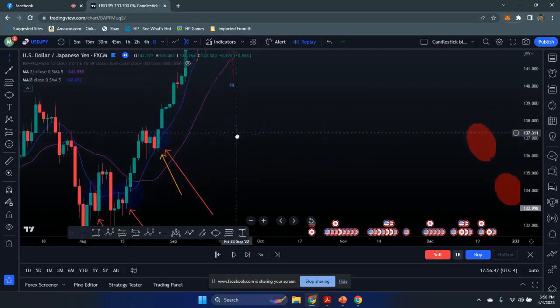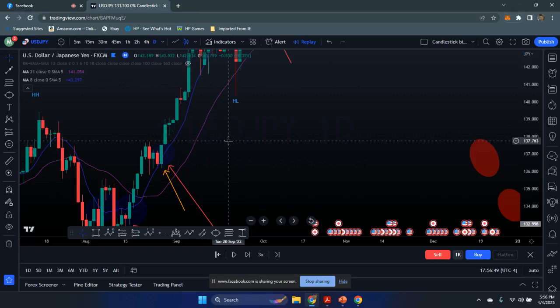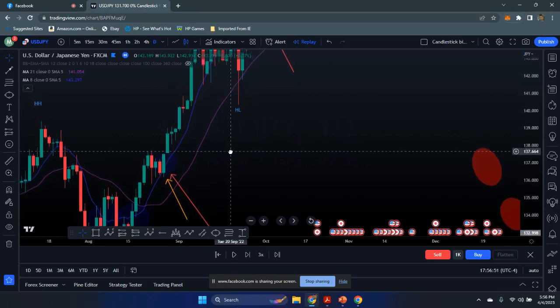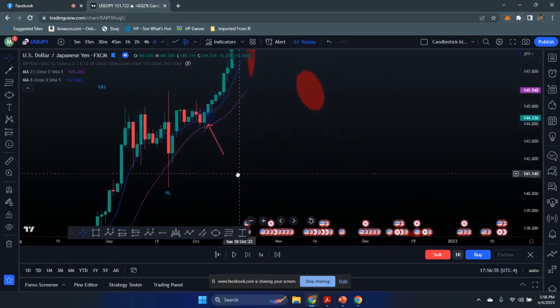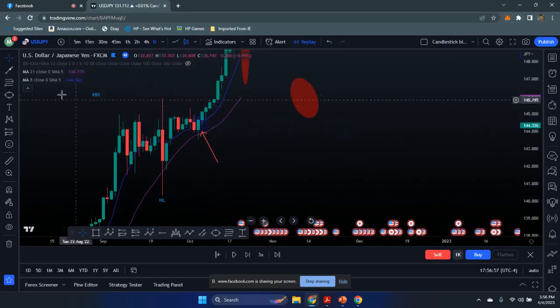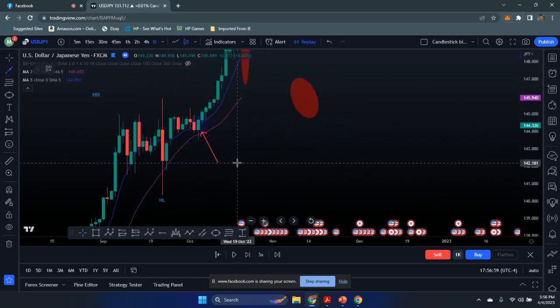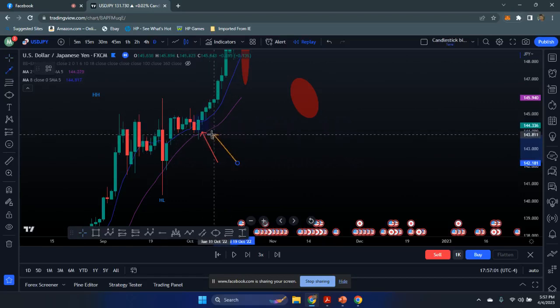The 21 moving average and the 8 cross, a bullish engulfing has formed, and we're going up. I like this here, and I'm going to put the yellow one. But let's talk about it. We are now getting close again to that 21 moving average, also getting close to that 8 moving average.